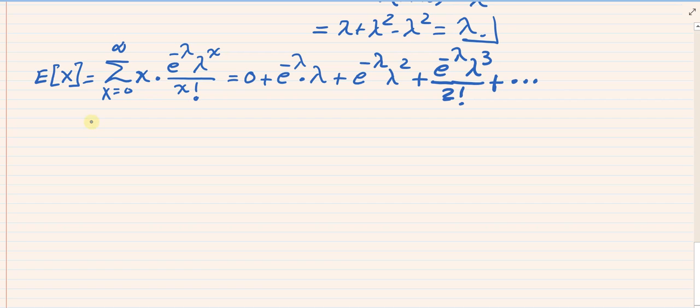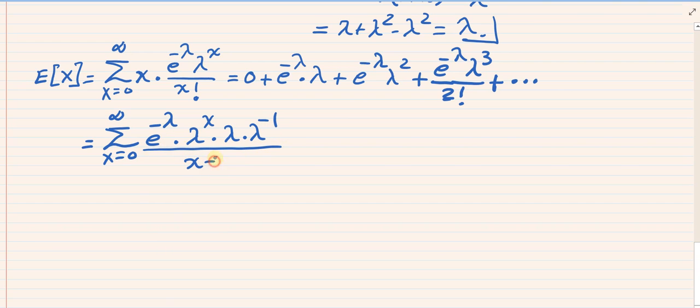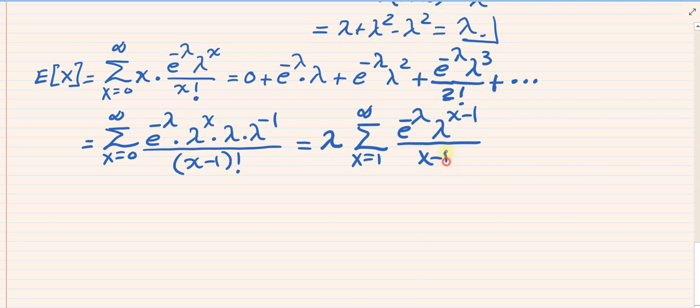So I can actually write this now as the sum as x goes from 0 to infinity of e to negative lambda, and then I'm gonna make this like that. I'm gonna go lambda to the x, and I'm just gonna multiply by lambda, and by lambda to negative 1, divided by x minus 1 factorial. I went ahead, in other words, and canceled one of the x's out. Okay, and now I can actually bring the lambda outside. So this is going to be lambda, and then the sum is going to go x equals 1 to infinity of e to negative lambda to the x minus 1 over x minus 1 factorial.